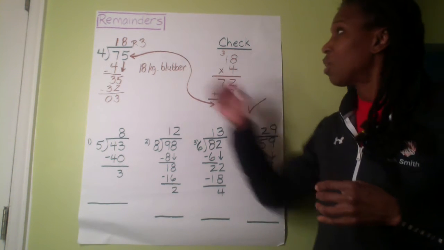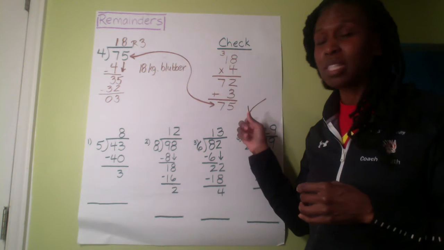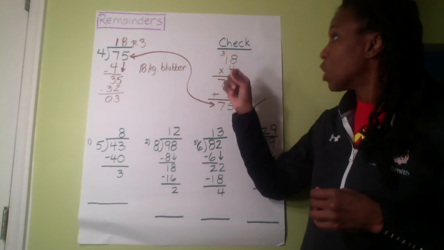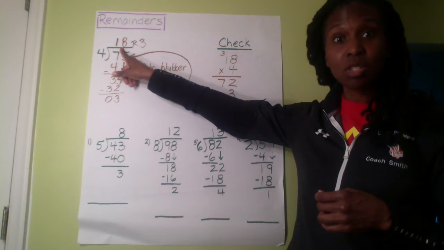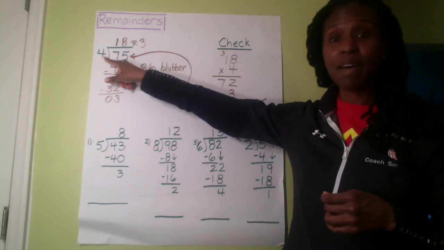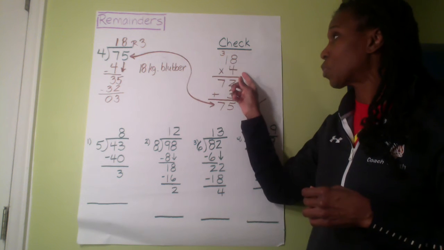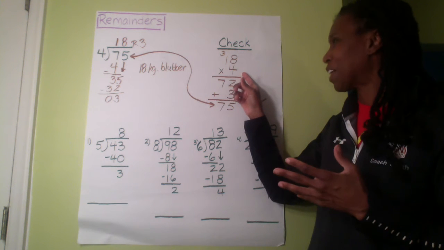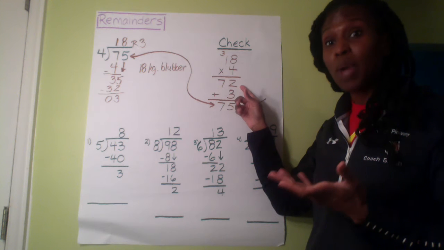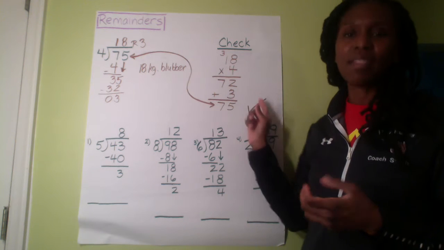All right, so here's our division, and this is how we check it. We multiply the quotient, or the answer, times the divisor. Okay, 18 times 4, which is what I have right here. I got 72, and then if you have a remainder, you just add that on.